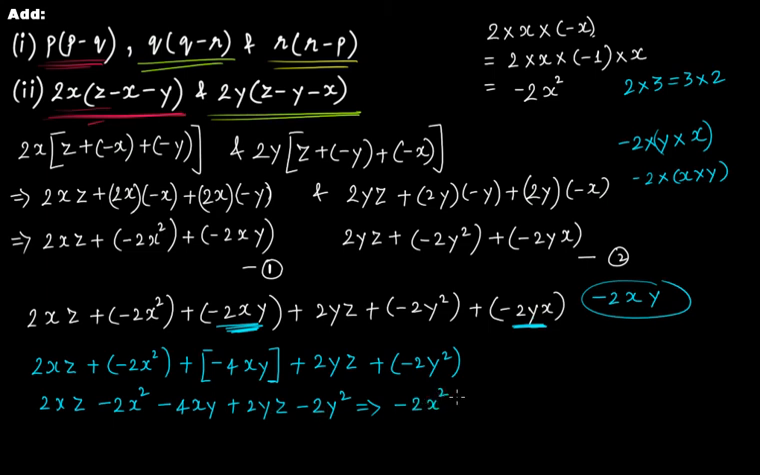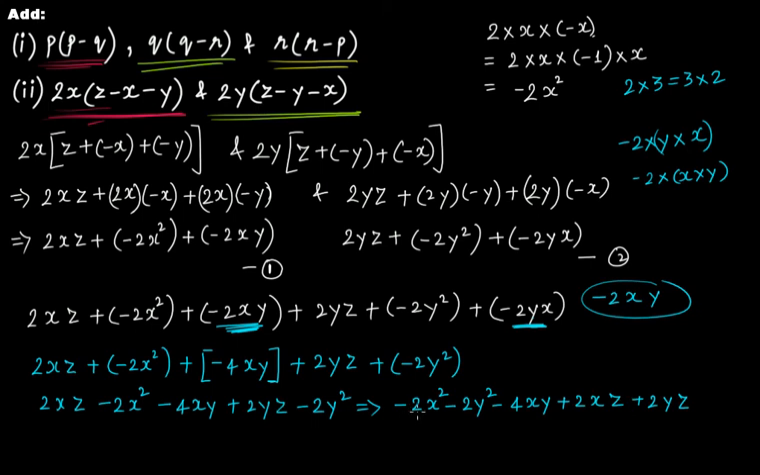This is minus 2y squared, right? Then you have minus 4xy. Then you have plus 2xz. You have plus 2yz. Okay, this is also correct. Now you can do one more thing to further simplify it.